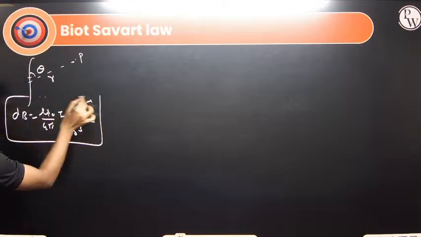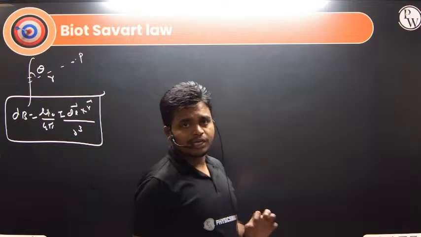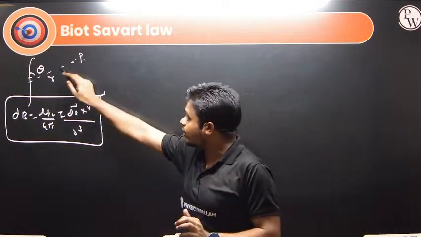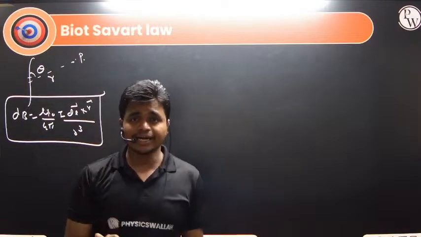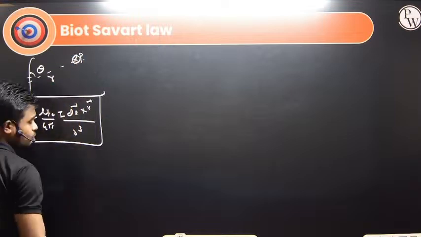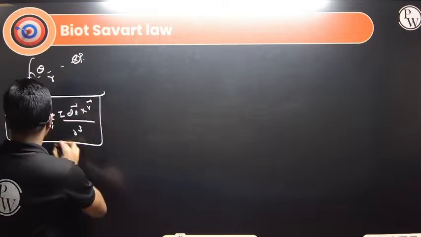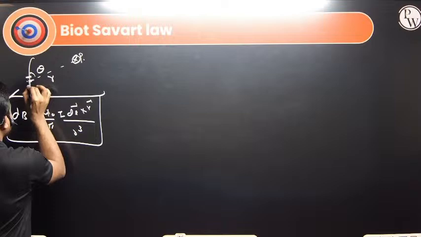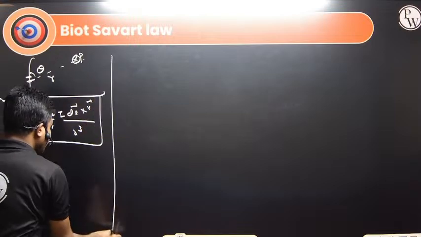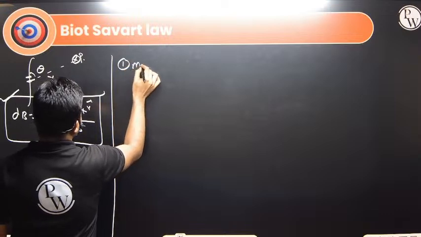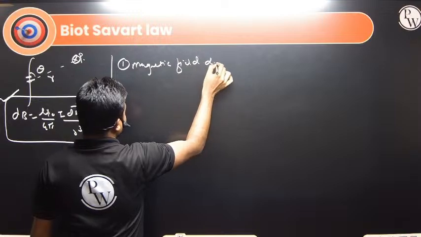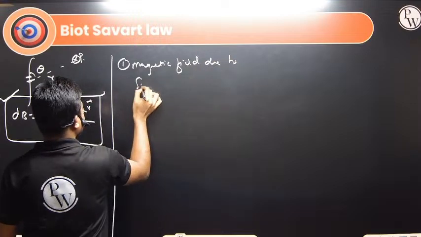This is the basic fundamental Biot-Savart law: dB equals mu naught by 4 pi, I dl cross r, divided by r cube, where r is the distance of the point from the current element for which we are calculating the magnetic field. It has certain applications. This formula is for a small element, not for the complete wire. The first application is the magnetic field due to a straight conducting wire.